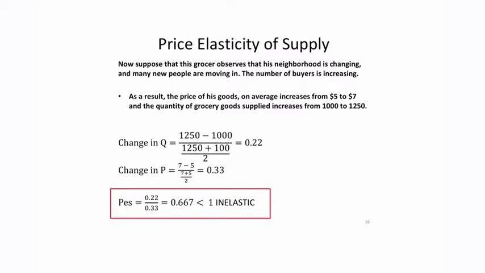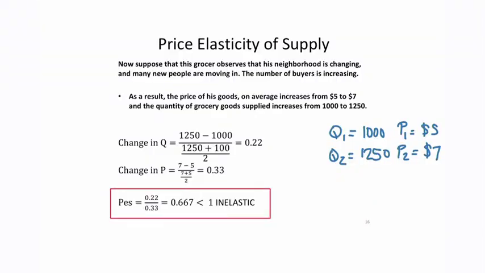So again, let's label our variables. Q1 is 1,000. Q2 is 1,250. P1 is $5. And P2 is $7. So now all we do is plug our numbers into our formula. The change in quantity is going to be 1,250 minus 1,000 divided by 1,250 plus 1,000 divided by 2, which will be equal to 0.22.